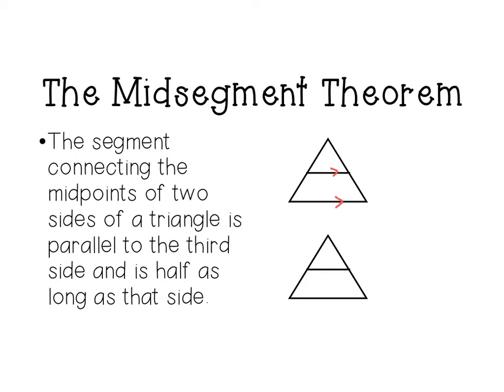So the long side times 1/2, or divided by 2, will give us the midsegment. And if we're going the other way, the midsegment times 2 will give us the length of the third side.